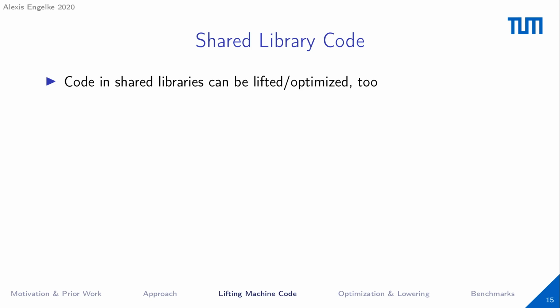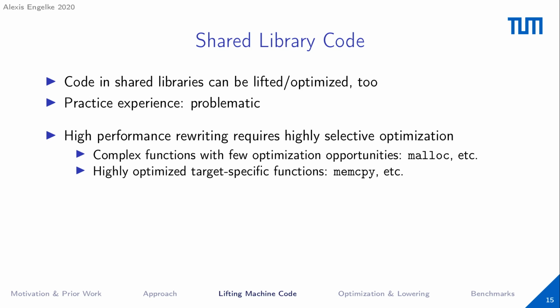However, initial experiences show that this is problematic for several reasons. First, high-performance rewriting requires that one is highly selective about the code parts that are rewritten, and several functions in shared libraries are usually not worth optimizing. There are complex functions with very few optimization opportunities, like functions for memory allocations or I/O operations. And some functions are highly optimized to the target architecture, containing even handwritten assembly code, where it is very unlikely that applying the standard LLVM code generator will result in a performance improvement. Examples of such functions are memcpy and memset in the C standard library.